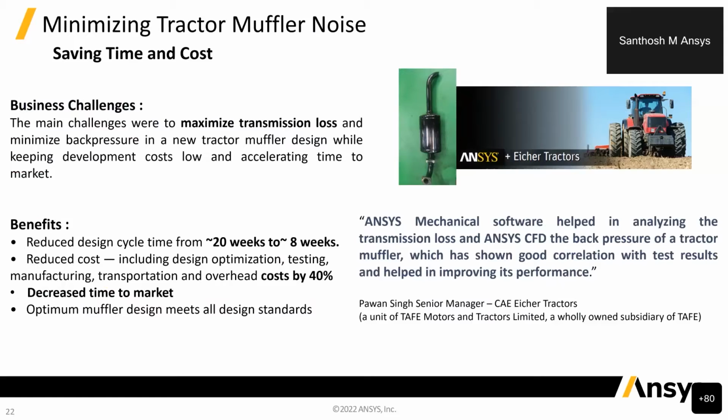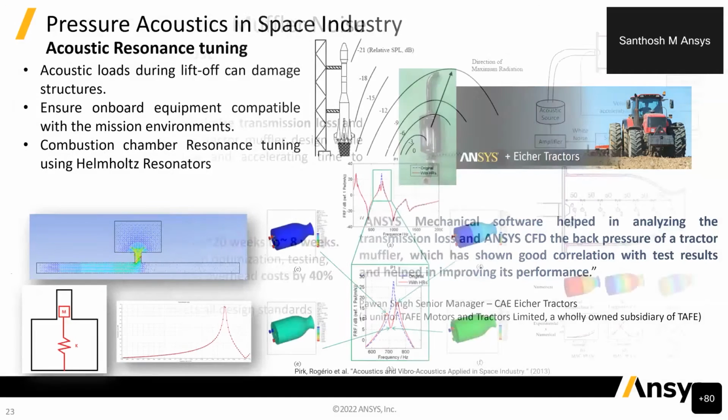Having the concepts that we have discussed so far, HR Tractors have been using the Ansys suite of tools to maximize the transmission loss of their tractor mufflers. They could reduce their design time for a muffler design from 20 weeks to 8 weeks, at the same time reducing the overhead cost by 40%. Okay, this also meant, by reducing the cycle time, they reduced the time to market in producing high performance mufflers for tractor applications.